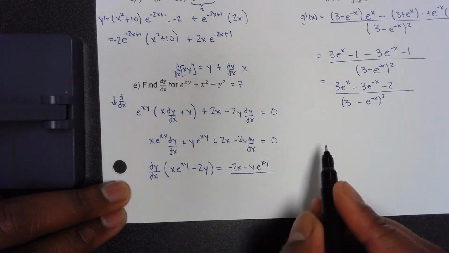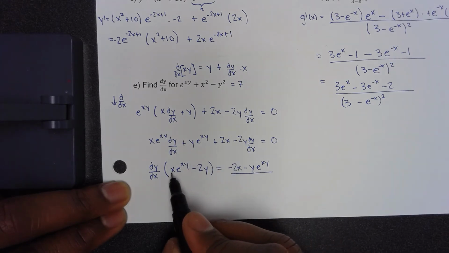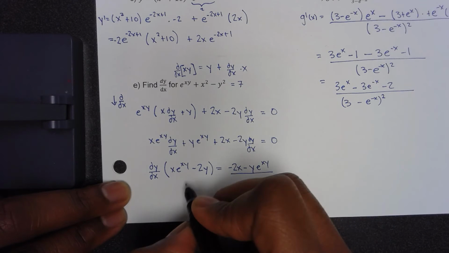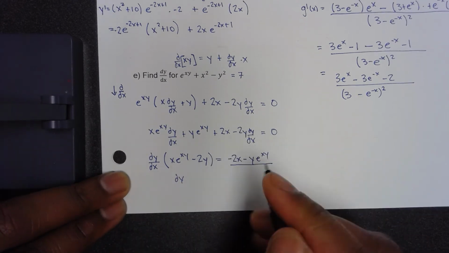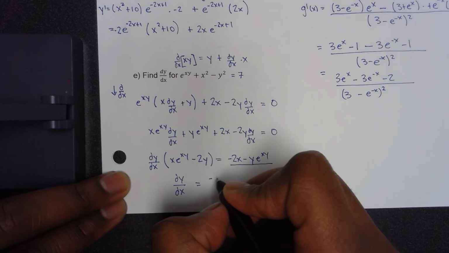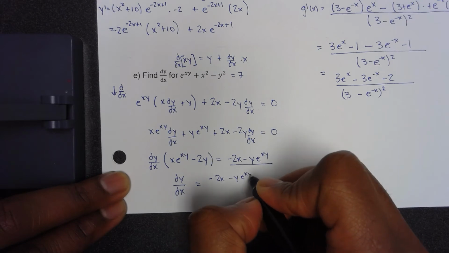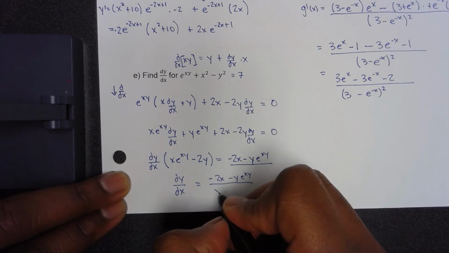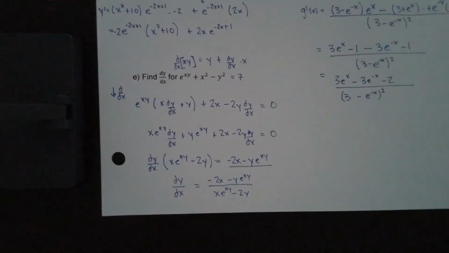Our next step is going to be to divide by x e to the xy minus 2y, so we get dy over dx equals negative 2x minus y e to the xy divided by x e to the xy minus 2y.